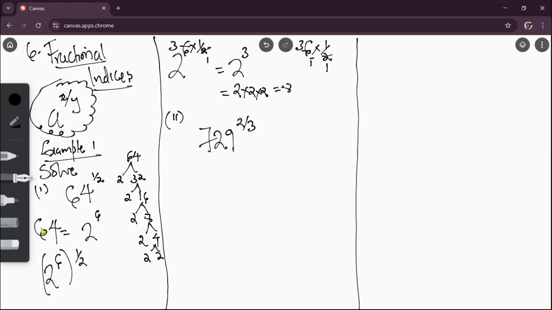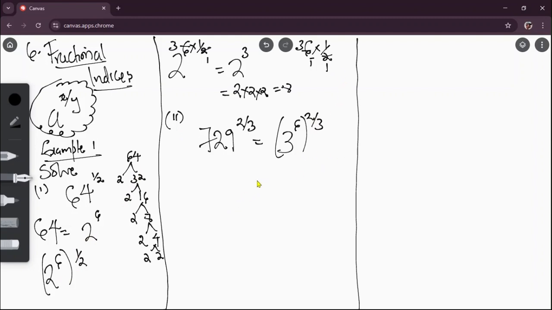I'll get the factors the same way I got the factors of 64, and I wrote 64 in power form or index form in this way. I'll do the same thing here. If you work it out using the same method, you realize that 729 is the same as 3 power 6. Then all these we are raising to power 2 all over 3. I'm just following the same procedure.